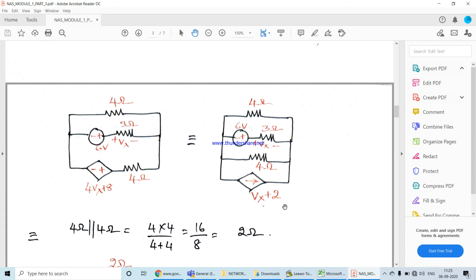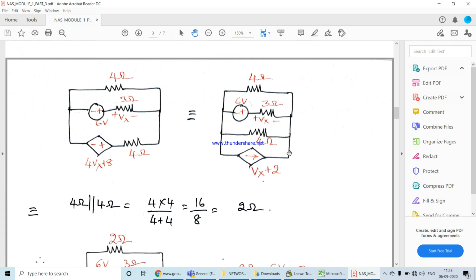Okay. Now the next step is I can convert this. See, I need to find out Vx, right? So therefore, I'll keep this branch as it is. I'll not try to eliminate this branch by converting into series or parallel, because I need to find out Vx across the 3 ohms. I'll try to play a game with the other branch now. So this voltage in series with resistance can be converted into a current in parallel with the resistance. I equals V by R, so 4Vx plus 8 by 4. You get 4 common here, so Vx plus 2, the 4 gets cancelled. So you are left with Vx plus 2 here.